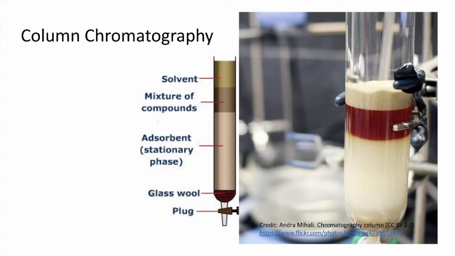Column chromatography works on similar principles to thin layer and paper chromatography. However, it uses a glass tube that has been filled with or packed with a stationary phase, which is often silica or alumina. One advantage of column chromatography is it can also work on a larger scale, and it can be used to actually purify compounds that are made in a lab.